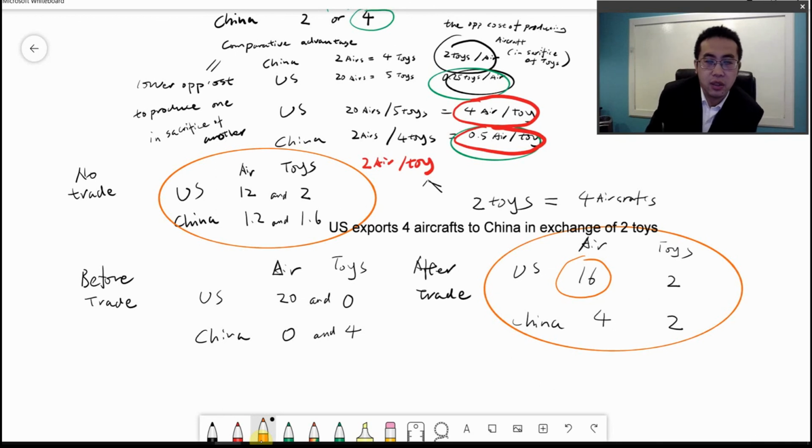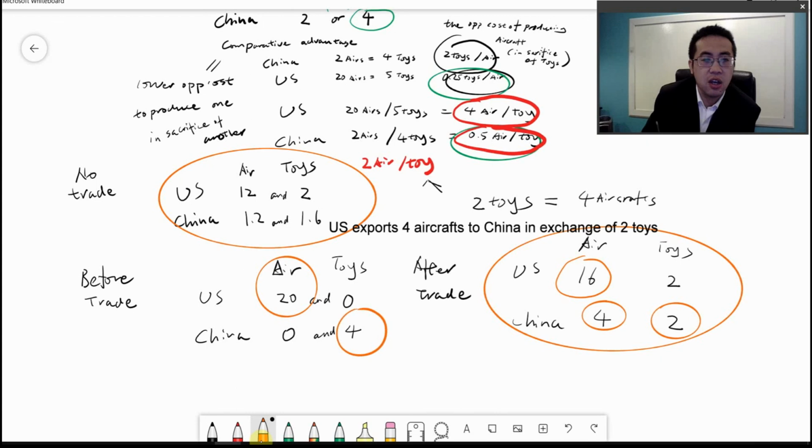If you see, China is actually better off, because the toys in the country and the aircraft in the country are both higher than the situation when there's no trade at all. Okay, but don't forget, for the trade to happen, for both countries to get benefits, they have to focus on their competitive advantage. The U.S. focuses on aircraft production and China focuses on toy production.